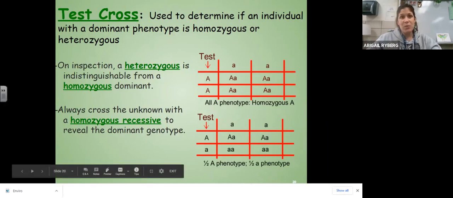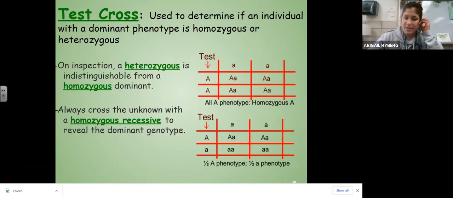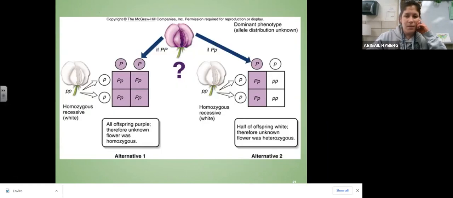So with a test cross, we always take the homozygous dominant and heterozygous and cross them each with a recessive, homozygous recessive genotype.